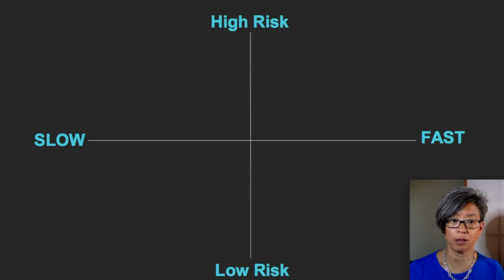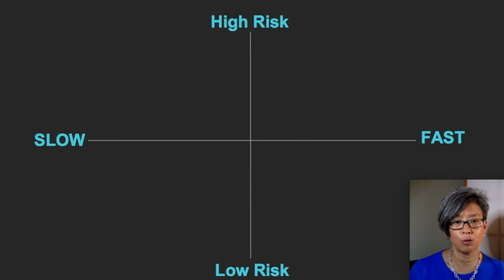On the horizontal axis are assumptions that might be slow to test versus fast to test. The easier and quicker it might be to test an assumption, put it towards the right, and the slower and more difficult it will be, put it towards the left. On the vertical axis is how risky the assumption is. You want to put the highest risk assumptions towards the top and the lowest risk assumptions towards the bottom. So take your Post-it notes and map them along these two dimensions.